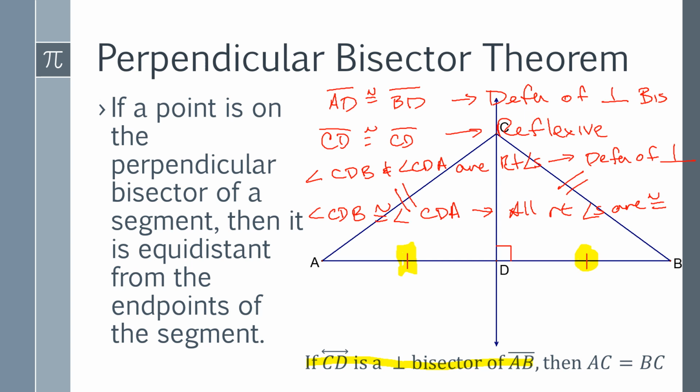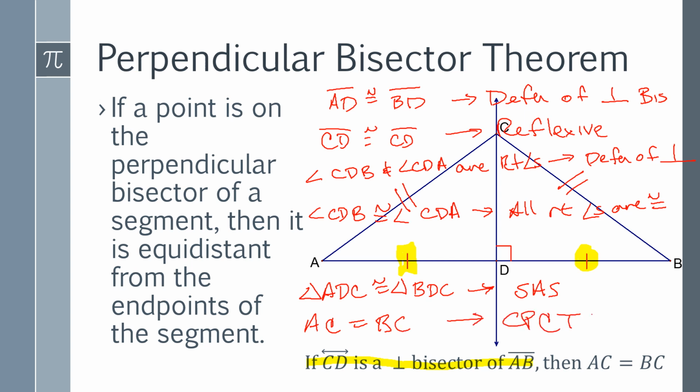And then we could finish up by saying that triangle ADC is congruent to triangle BDC, and it's by side angle side. And the last thing we would say is segment AC is equal to segment BC, and that's because the corresponding parts of congruent triangles are congruent. So that's a proof that we just did. So I just proved the theorem. The thing I need you to be able to do is to use it.